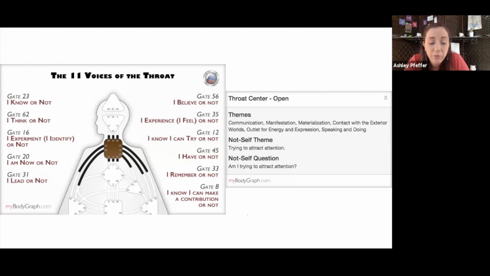So the not-self theme for open center throats: am I trying to attract attention? Because you feel that openness here, you're like, is anybody going to hear me? I want to be seen and heard, and I don't think anyone's going to hear me. So then you maybe will talk over somebody, or you'll interrupt people, or you'll be really loud and boisterous and be like, hey, I want you to pay attention to me so that you can ask me to talk. So the question you can ask yourself is, am I trying to attract attention? Or am I responding to something? Because if you're responding, it's okay. But if you're trying to attract attention, it's in your not-self theme.